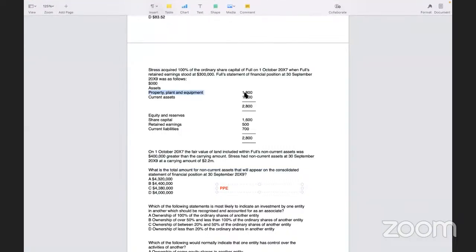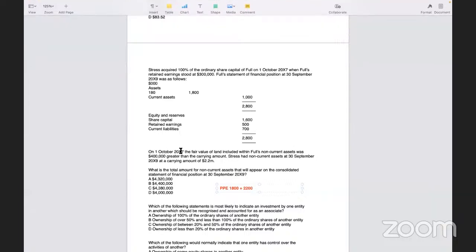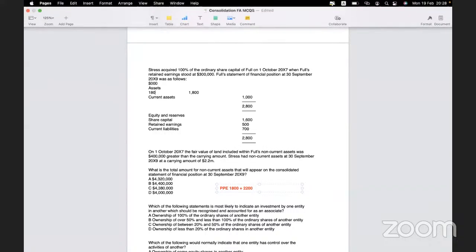Take the parent answer and add that with the subsidiary answer. So the subsidiary answer is 2.2 million. Then normally for PPE, what adjustment do we do? We do a fair value adjustment. Here, on October, the fair value of the land was 400,000 greater. The land has gone up by 400,000.